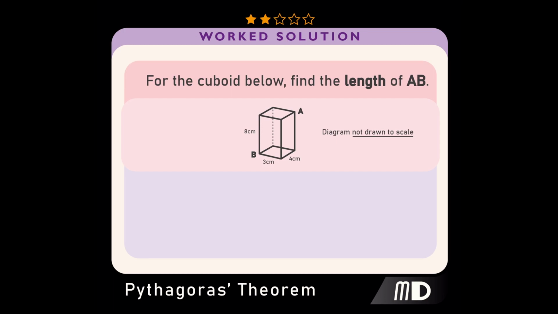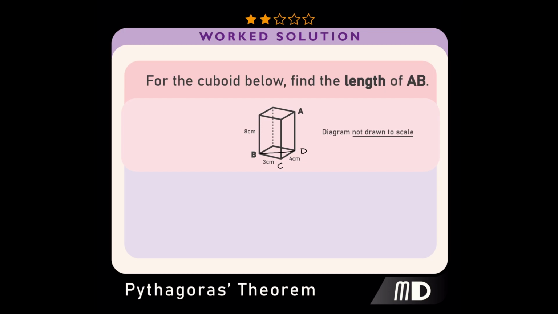I'm going to mark on two additional corners as C and D. I'm going to join B and D together with a straight line. BD will be the base of a right angle triangle from which I can calculate the length AB. But in order to do that, I need to first calculate the length of BD.